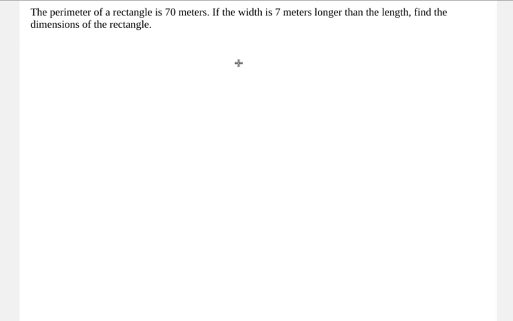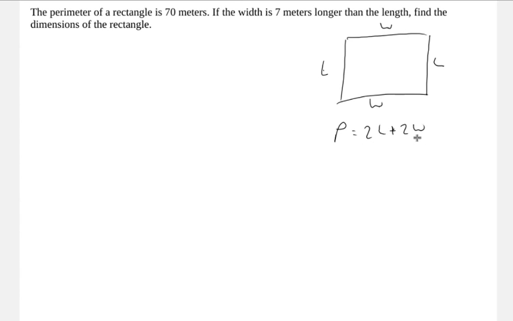But I need to have two different equations. I know the perimeter of the rectangle is 70 meters, and if you think about a rectangle, the perimeter is the distance around the outside. Let's say this is the length, width, and width. So the perimeter would be twice the length plus twice the width when we add up all the sides. L plus W plus L plus W, combine them, we get 2L plus 2W. So that's the formula I'm going to use.